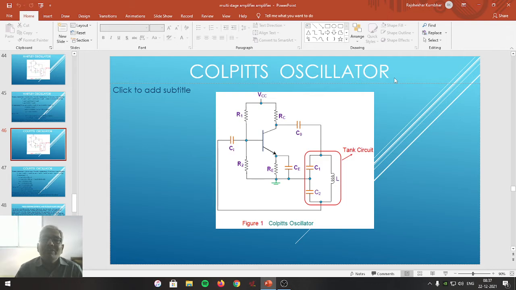Colpitts oscillator is the same as the Hartley oscillator. That means it also generates a frequency in the radio frequency range, that is about 20 kilohertz. It also generates a sinusoidal wave, that's why it is a sine wave oscillator. It also makes use of inductance and capacitor in a tank circuit, so that's why it is called an LC oscillator.